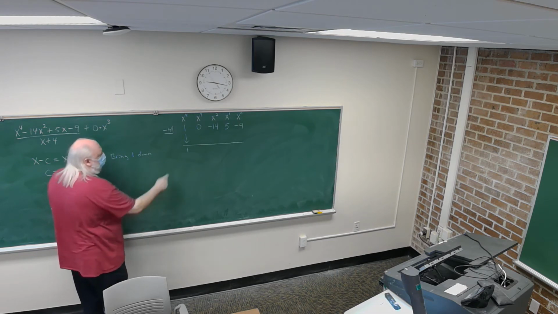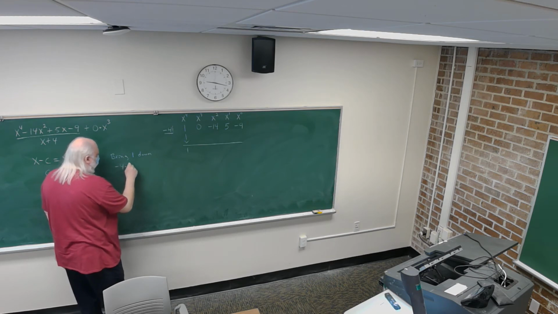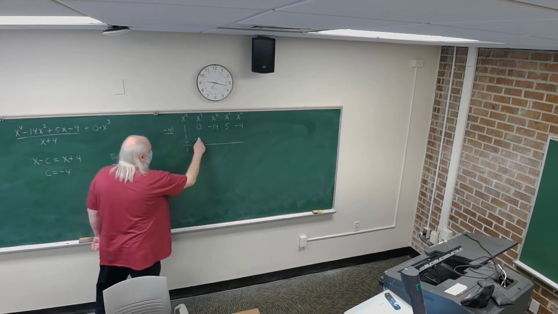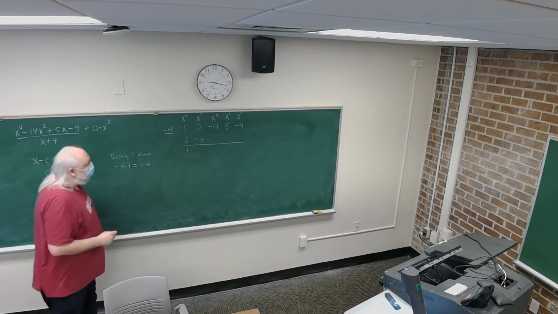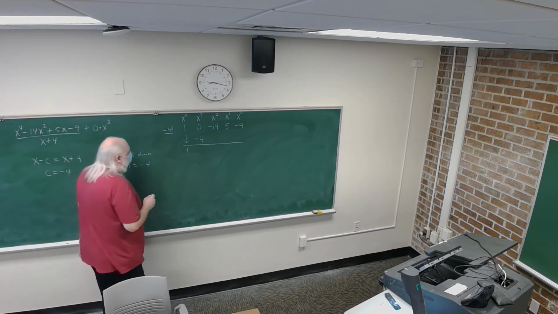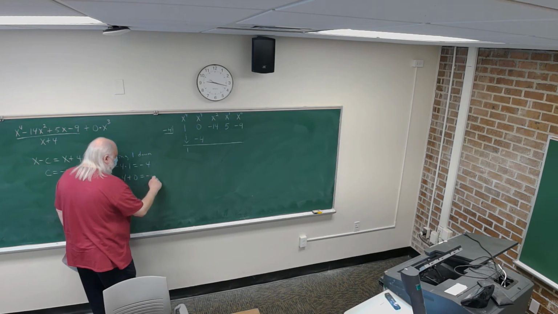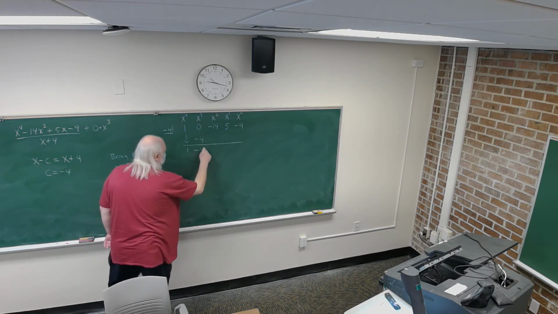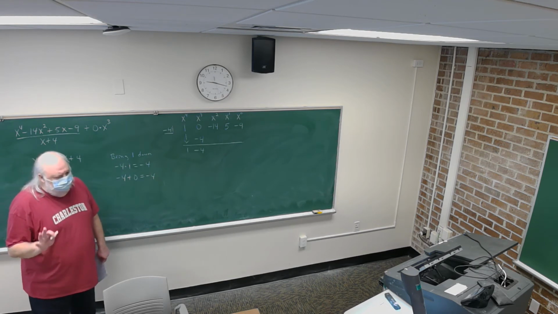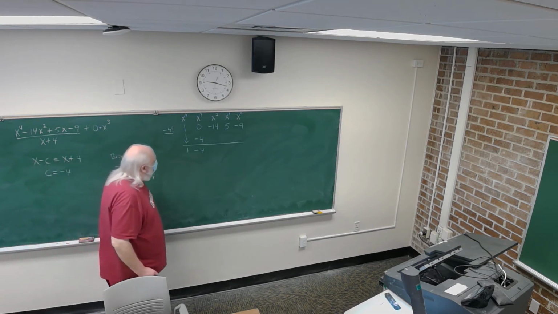Second step, multiply 1 by minus 4. Minus 4 times 1 is equal to negative 4. And we put the negative 4 in the second column under the 0. Now we add 0 to minus 4 and get minus 4. The only mathematical operations we're doing are multiplication and addition. Nothing else. So we add 0 and minus 4 to get minus 4.